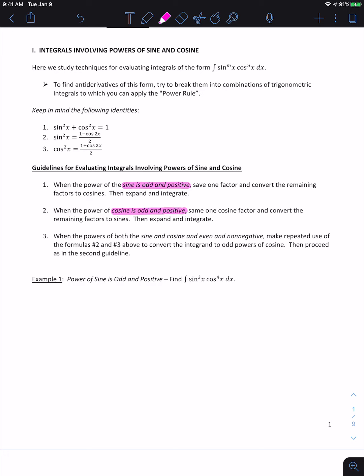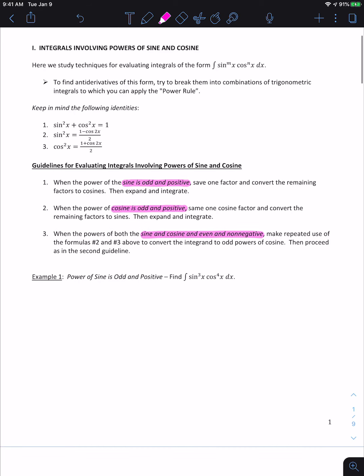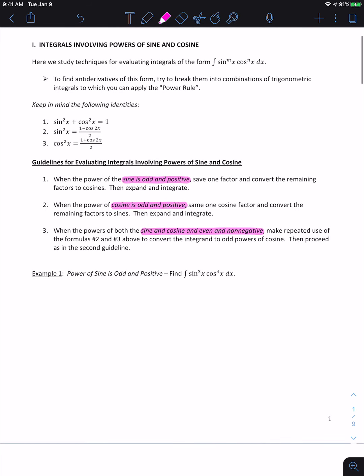And then step 3: when the powers of both sine and cosine are even and non-negative, what do we do? We make repeated use of formulas 2 and 3 to convert the integrand to odd powers of cosine. So we replace sine squared with the cosine to the first power from rule 2, and we replace cosine squared with the cosine to the first power, until we get to an odd power of cosine, and then we proceed as in guideline number 2 once cosine is odd. Okay, that's a lot thrown at you in words, so let's look at some examples.